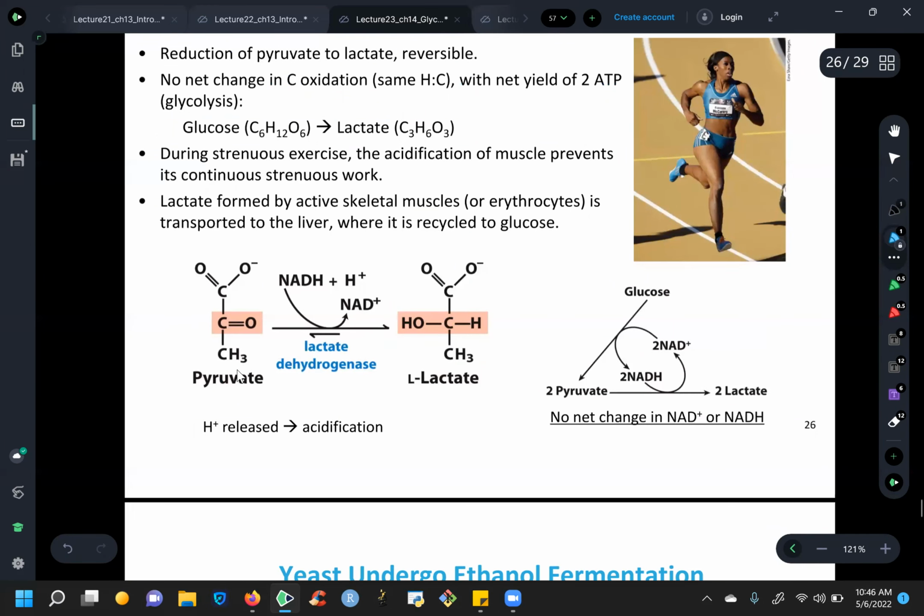You start off with pyruvate. Here's your methyl, your carbonyl, and then you have your NADH that turns into NAD plus. The enzyme is lactate dehydrogenase. And remember, this is when there's no oxygen, so this is anaerobic respiration. And here's L-lactate. The hydrogen was given to us by NADH, and that's why the double bond from the carbonyl was broken. Now you have an alcohol here and a hydrogen here. Normally we're used to our substrate giving the hydrogens to NAD plus to make NADH. But in this case, it's backwards.